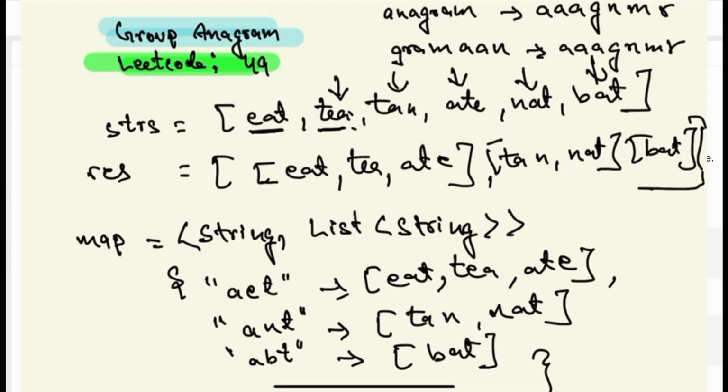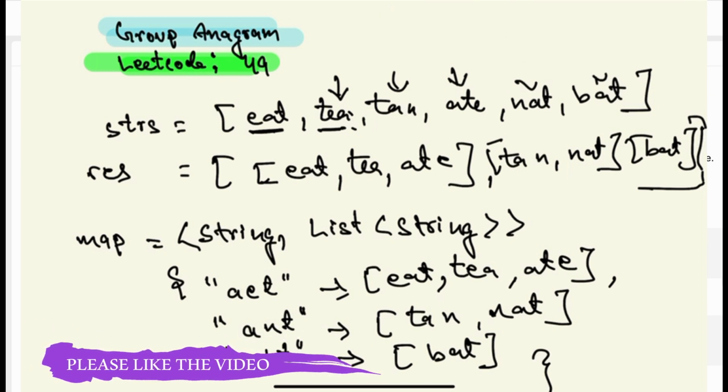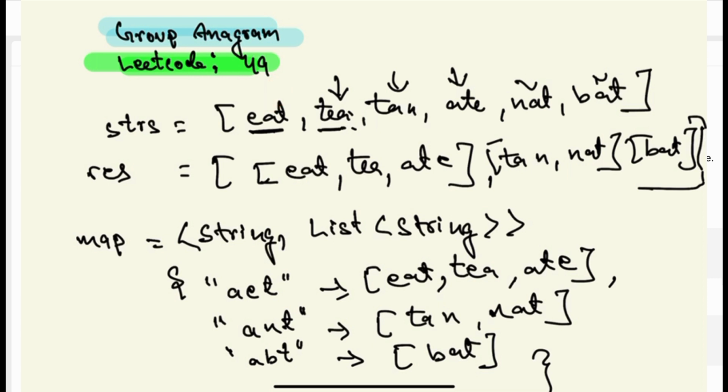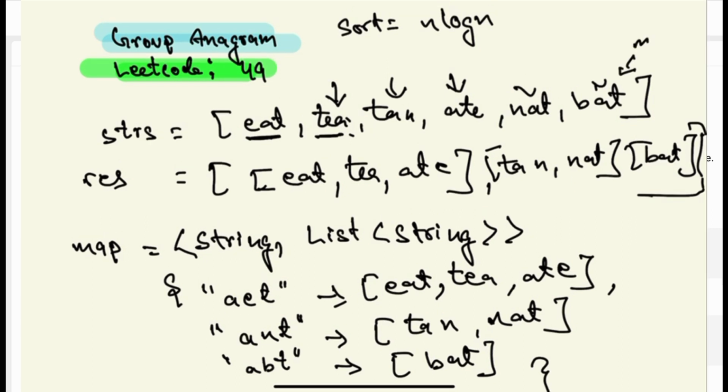So I hope this is clear. Let me talk about the time and space complexity for this. In this case, we are iterating over this string array, and for every word, we are sorting the characters. For sorting, we generally know that we'll be requiring n log n, right? So for every word, we are iterating. Let's say m is the number of words. So we need to sort m times, right? So eventually we can say it is order of m cross n.